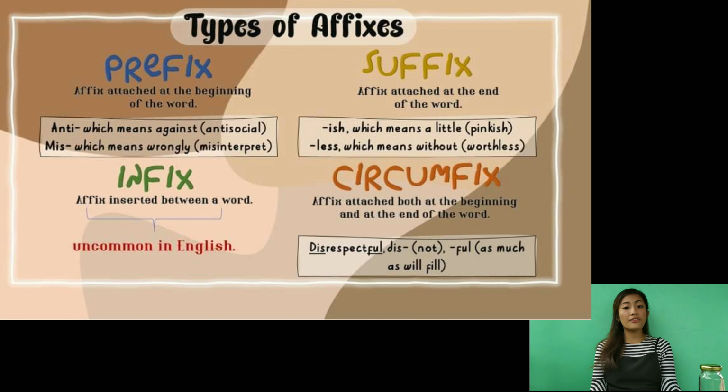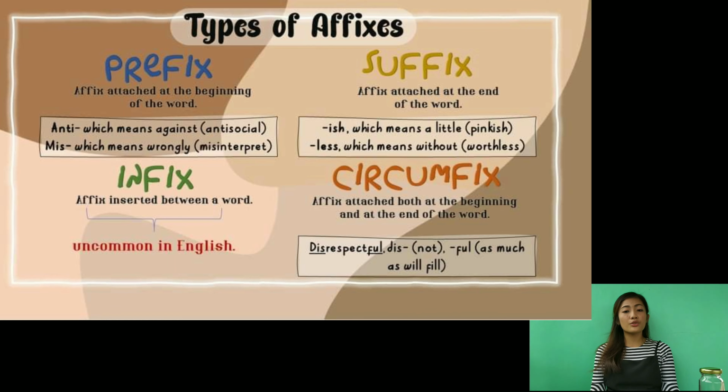Next, we have the suffix. So this type of affix is attached at the end of the word. Examples are ish and less. So for the ish, it means a little, like words like pinkish. Less, which means without or worthless.